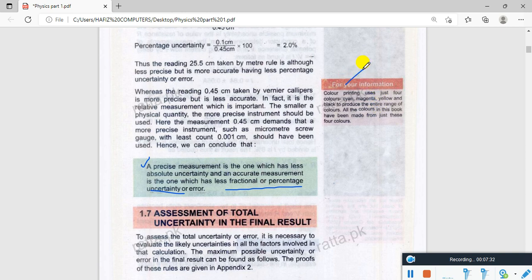This is important information. Color printing uses just 4 colors: cyan, magenta, yellow and black to produce the entire range of colors. All the colors in books have been made from these 4 colors. This is an important MCQ.